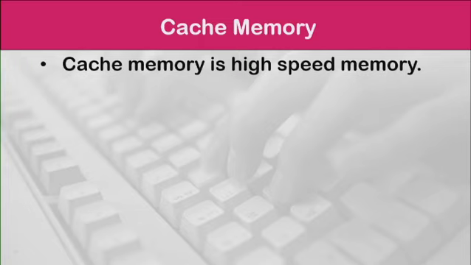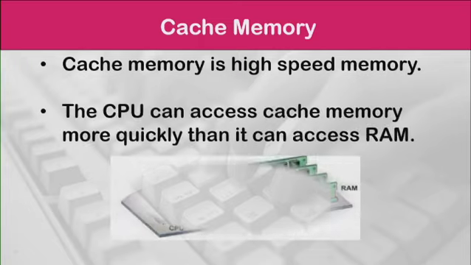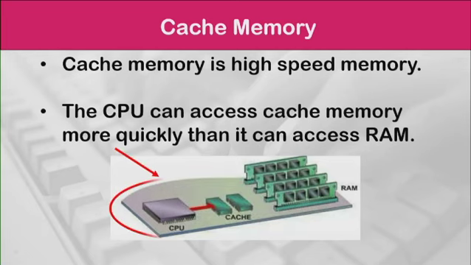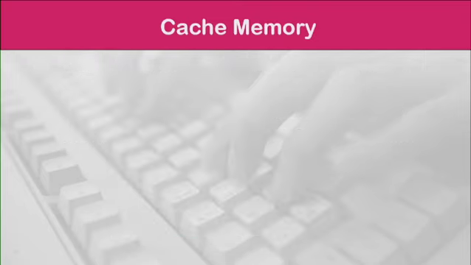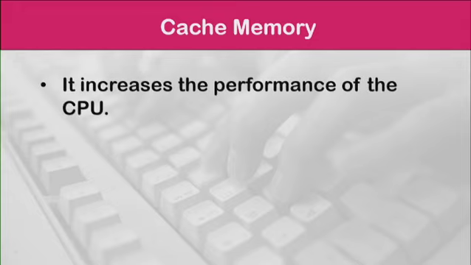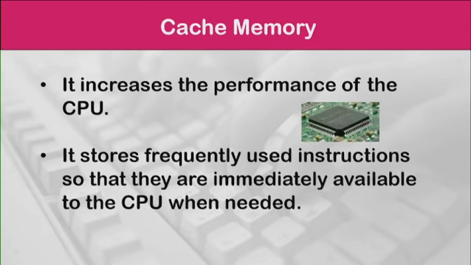Cache memory is high-speed memory. The CPU can access cache memory more quickly than it can access RAM. Cache memory increases the performance of the CPU. It stores frequently used instructions so that they are immediately available to the CPU when needed.